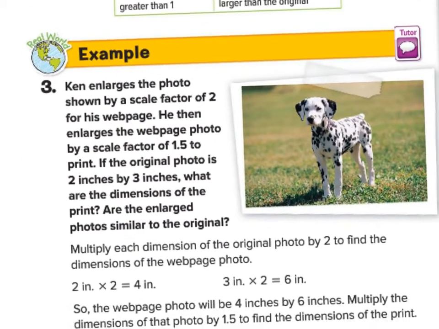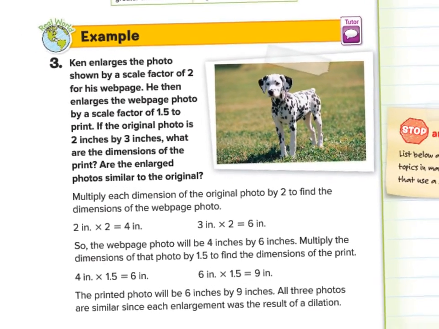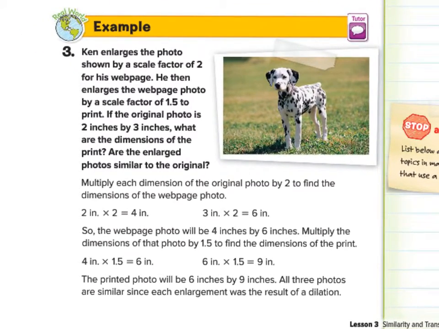Okay, let's look at the first example, a real life example related to photographs. Ken enlarges the photo shown by a scale factor of 2 for his web page. So a scale factor of 2. This to me means that he's doubling it in size. He then enlarges the web page photo by a scale factor of 1.5 to print. If the original photo is 2 inches by 3 inches, what are the dimensions of the print? Are the enlarged photos similar to the original?